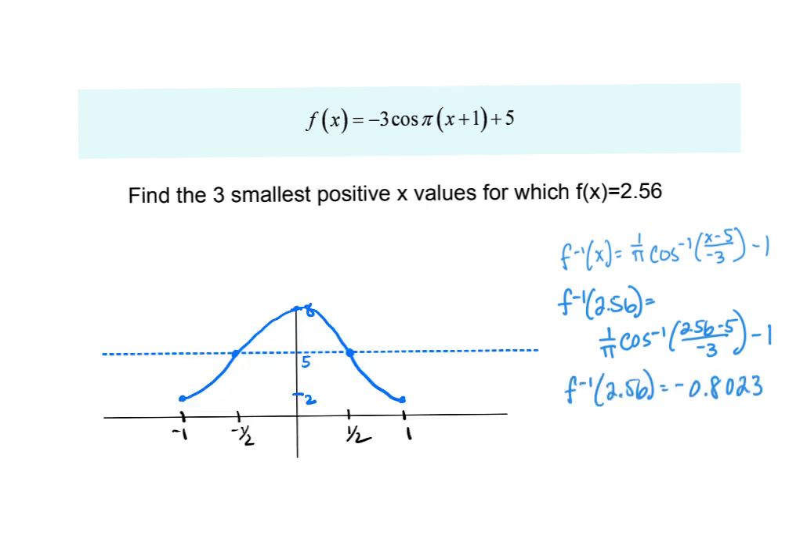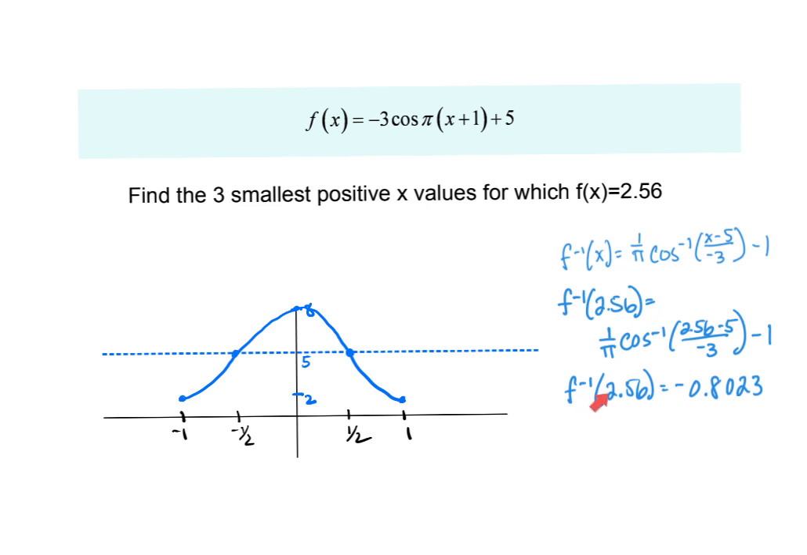Now, as I said before, if I put in a value into my function, negative 0.8023, if I put that in for x here, I'm going to get out 2.56. But this says find the 3 smallest positive x values, and you'll notice that this is negative, so that is not one of them. But I can locate it on my curve and use the symmetry of my curve to find the other values. So let's see here.